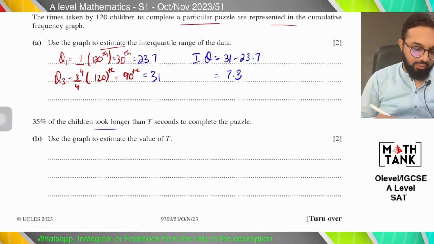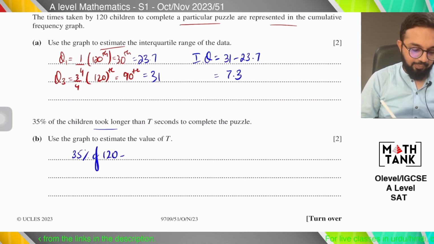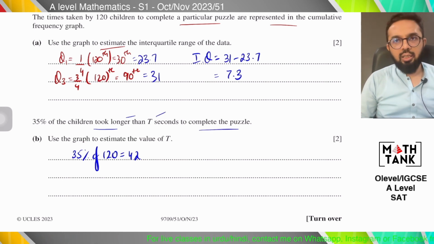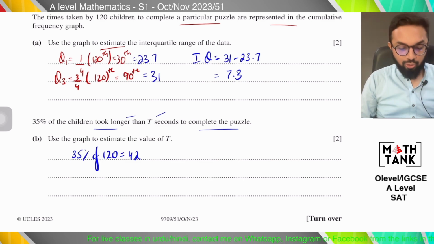35% of children took longer than t seconds. So 35% of 120 is 42. So 42 children took longer than t seconds to complete the puzzle. So I need a number that has 42 children above it.